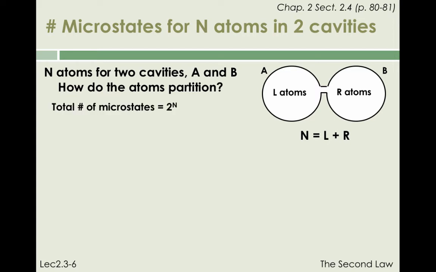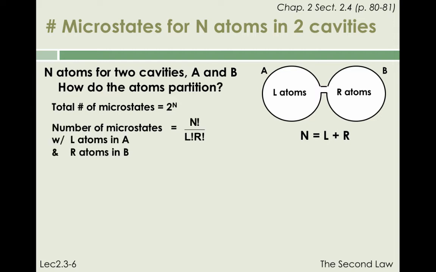So if we place n particles in 2 containers, the number of microstates must be 2 to the power n. Now calculate the number of ways to place L particles in cavity A and R particles in cavity B, such that L plus R is equal to n. Well, this is a very common problem in probability theory.